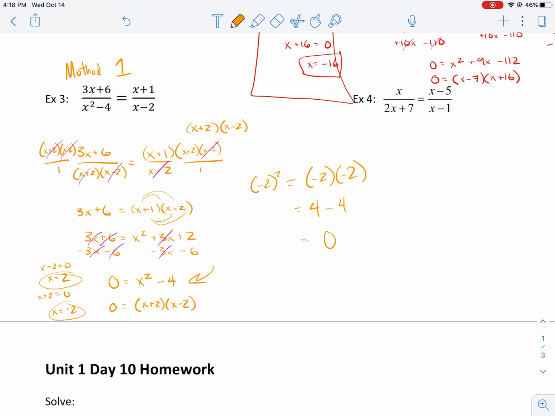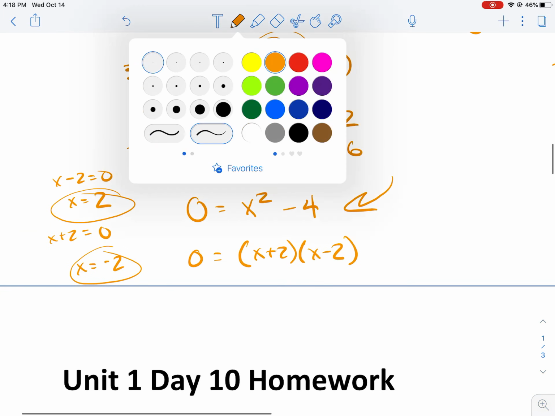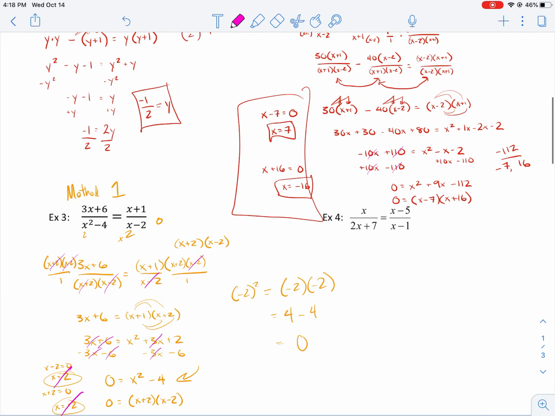And then on this side, if we use any of the 2's, a positive 2 here, again, we're getting a 0 on this side, and we're also getting a 0 on this side as well. So, therefore, these two answers are no good. And so, this expression has no solution. And that can happen.